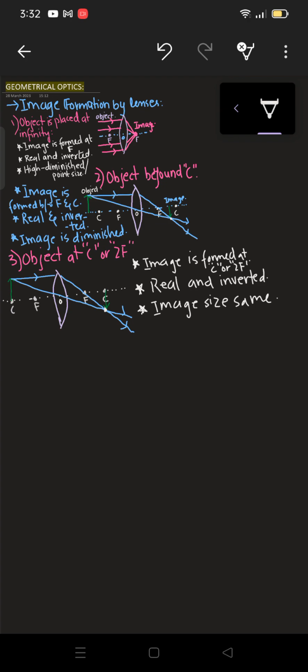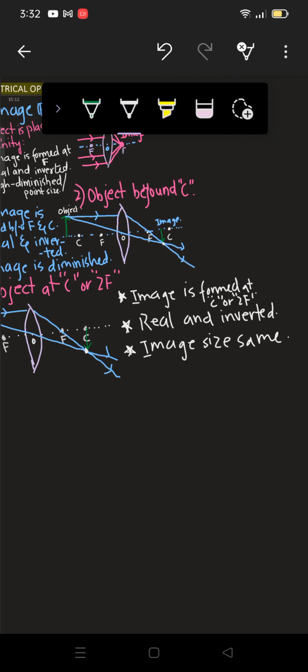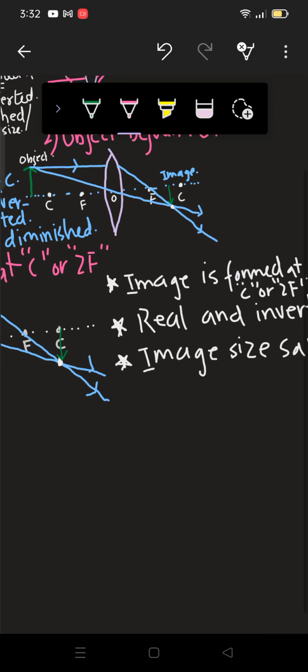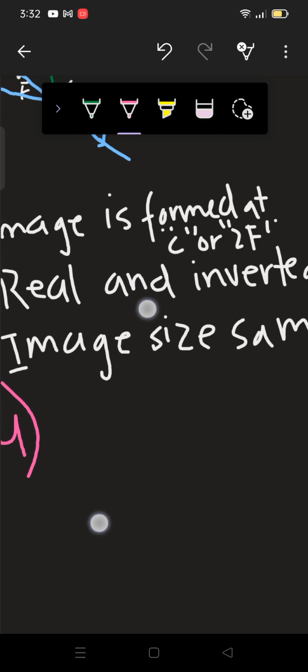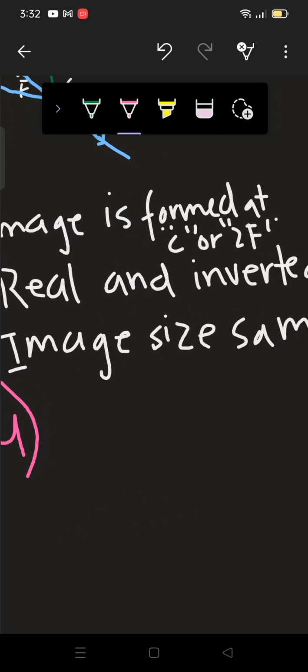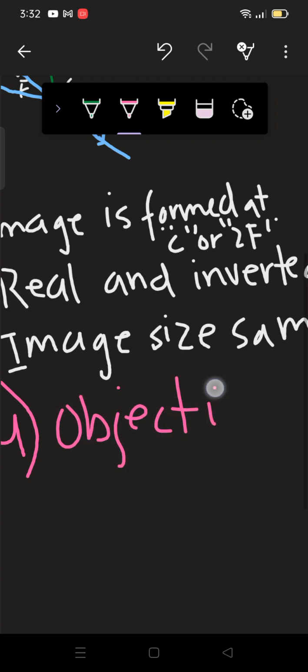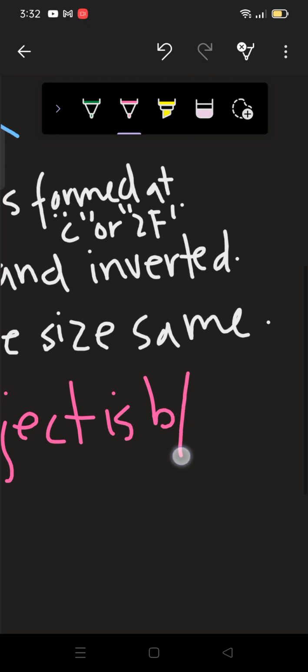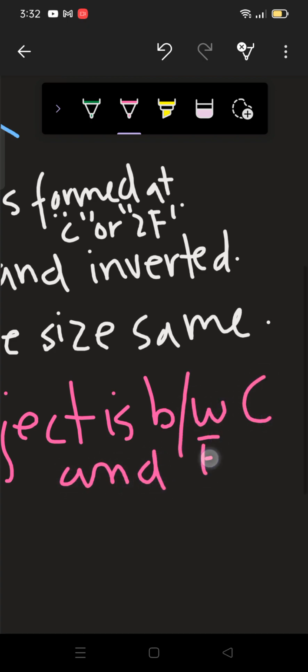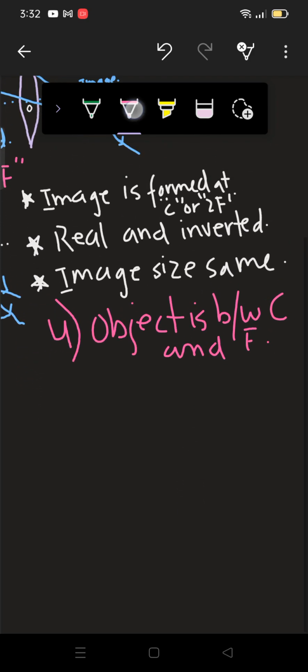So third rule, not third condition. So what is the third condition we do have? When the object is between C and the F. Wait, let me write here. Here we have fourth rule. When the object is between C and F. Let's see where the image would be formed.